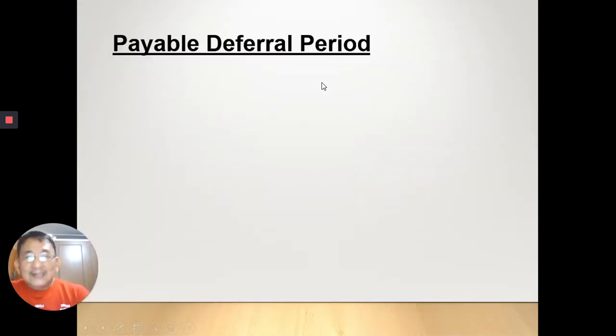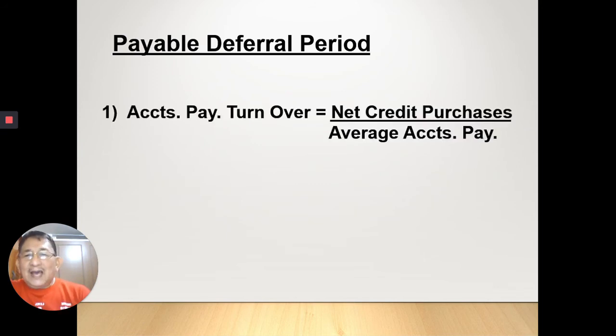Okay. Payable deferral period. Okay. Accounts payable turnover. So, net credit purchases. So, hindi lahat ng purchases ay dapat mong isama sa computation. Dapat yung utang lamang. Net credit purchases. Okay, then divided by average accounts payable. Ano yung average, di ba? Kunin mo yung dalawang balance ng accounts payable, that is yung previous year tsaka this year, divided by 2.